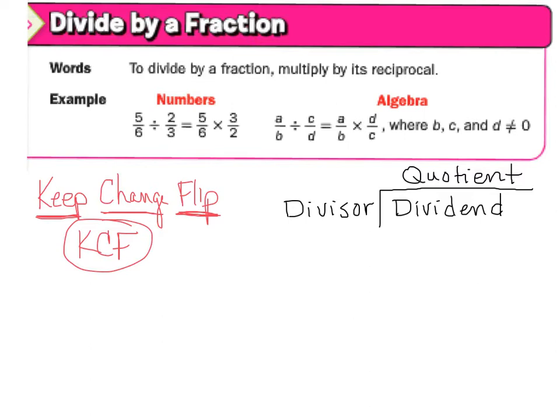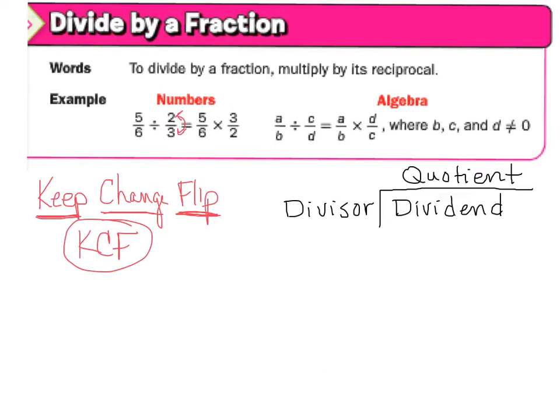So let's look at the examples up here. We have 5/6 divided by 2/3. Well, following our rule of keeping it, we bring the 5/6 over, we keep it the same. We change the division to multiplication for step 2, change. And then instead of using 2/3, we use its reciprocal of 3/2, meaning we just let it switch places. The numerator and denominator change places.